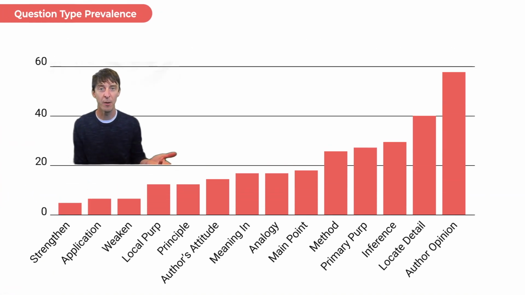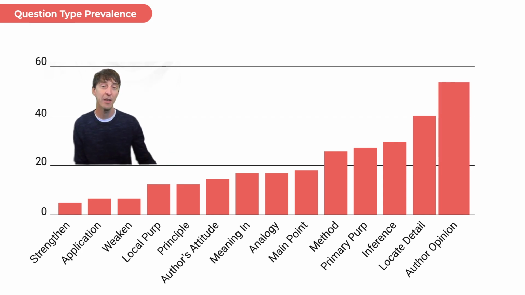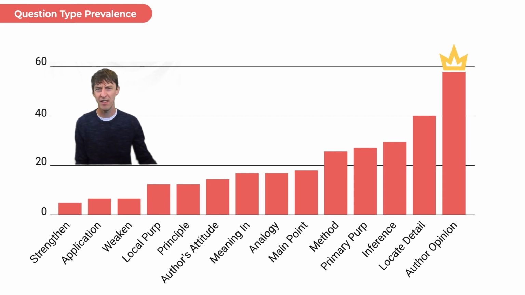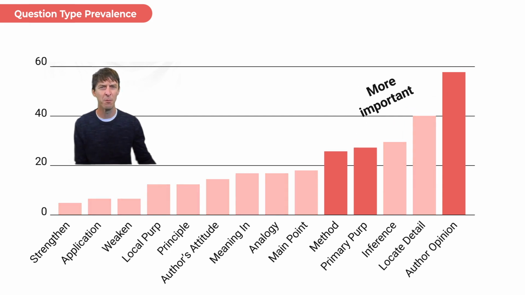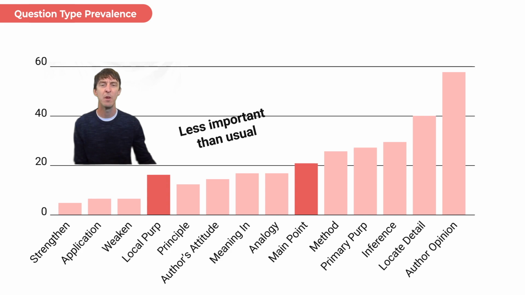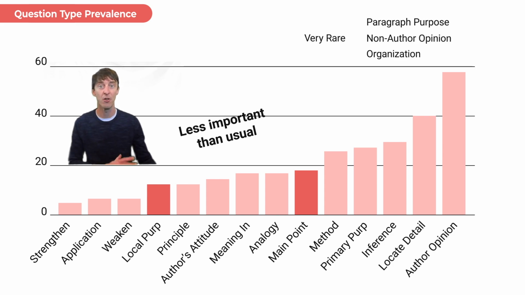In standard reading comp, locate detail and main point are the most common question types, but in comparative reading, author opinion is king of the mountain, and method and primary purpose also become much more common than normal. Meanwhile, question types like local purpose, main point are not as emphasized, and questions like paragraph purpose, non-author opinion, and organization are almost non-existent.